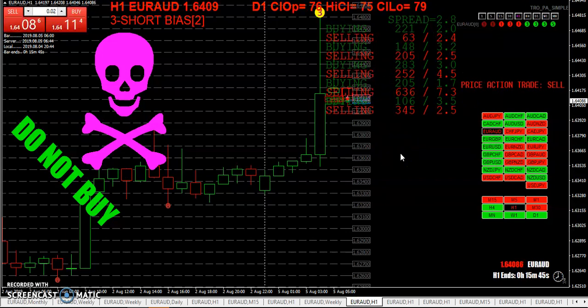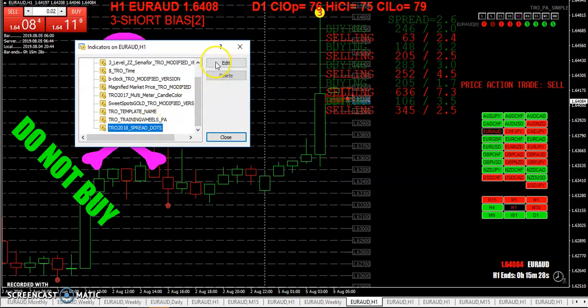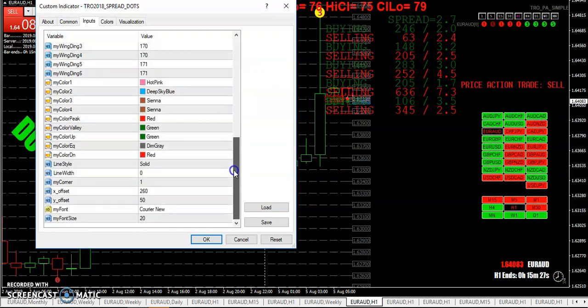Simple chart here showing the price action. I'm not sure why these might have to reload this template, because these shouldn't be so big. Spread dots, edit, my font size, I believe I did it 12.